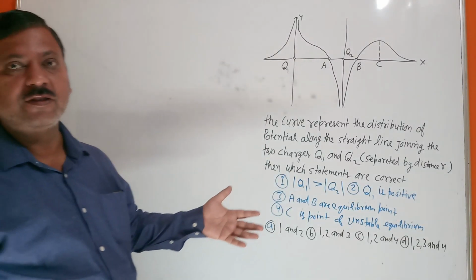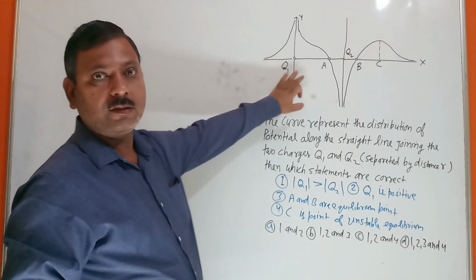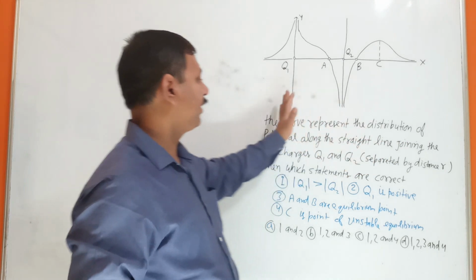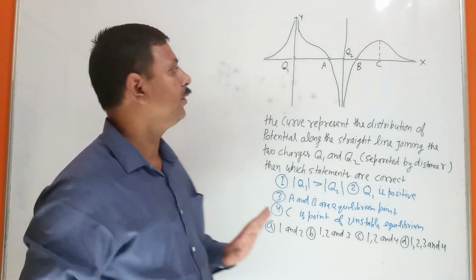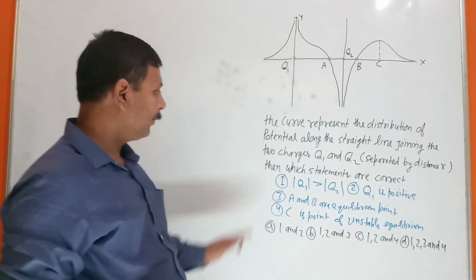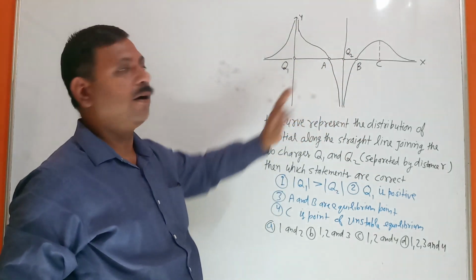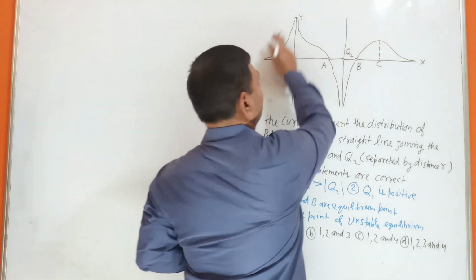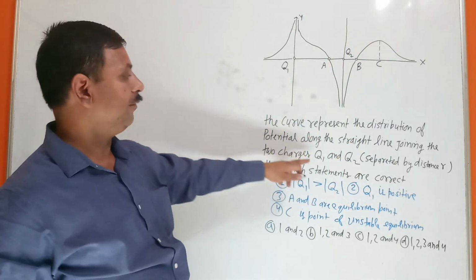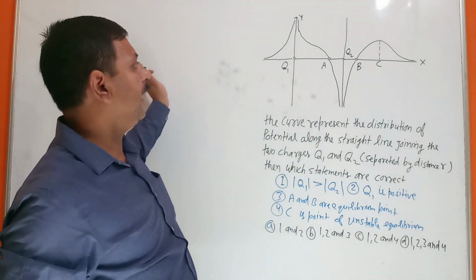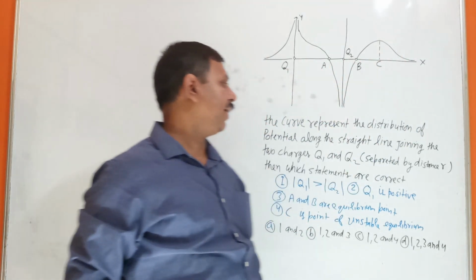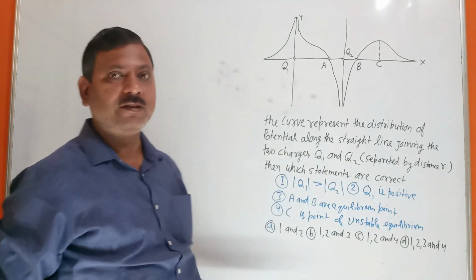Here I am going to discuss one problem. This curve represents the distribution of potential along a straight line joining two charges Q1 and Q2. This is Q1 and this is Q2. So this graph they have traced about the potential. This graph shows potential along a straight line moving from infinity on the left to Q1, Q2, then the right-hand side along the x-axis. Which statement is correct?